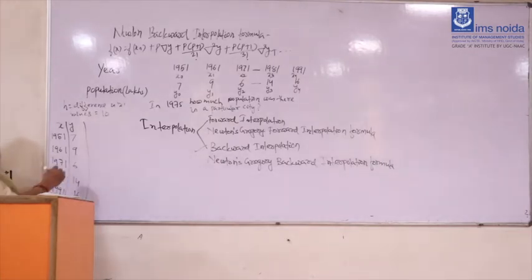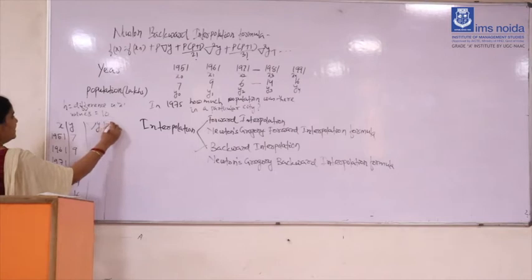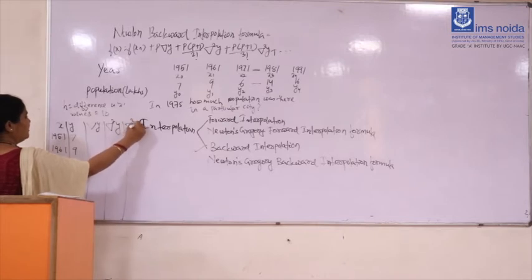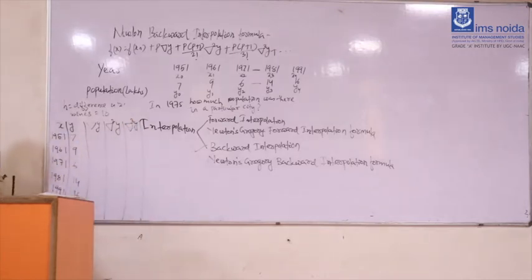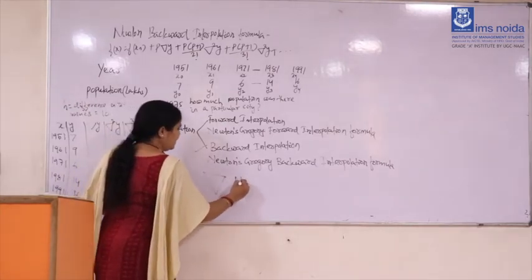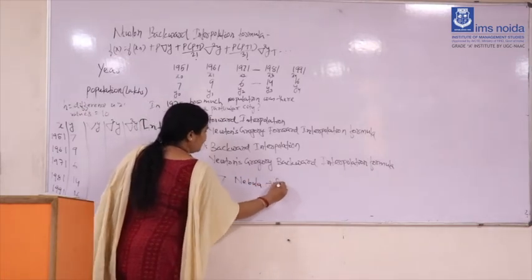So first you have to use this reverse triangle symbol. You can call it nabla. Then the second order difference, then the third order difference, like this. This nabla symbol is a reverse triangle, and it is known as nabla, which is called the backward operator.